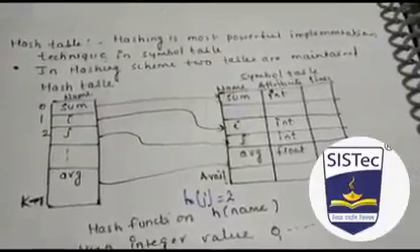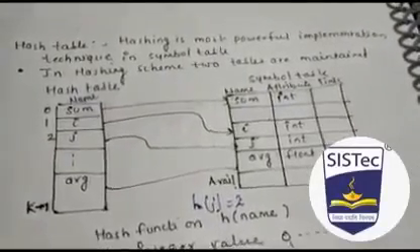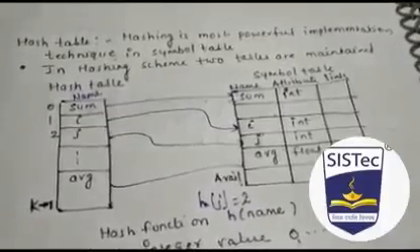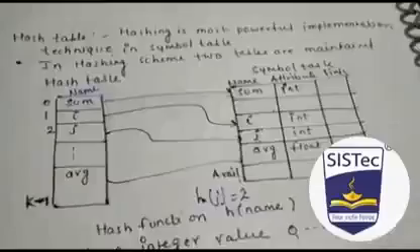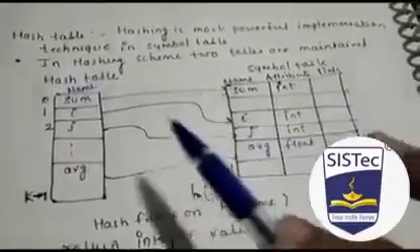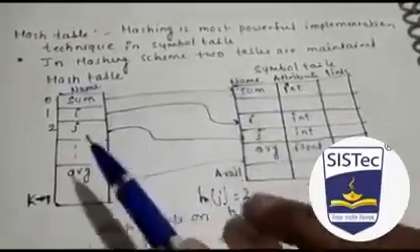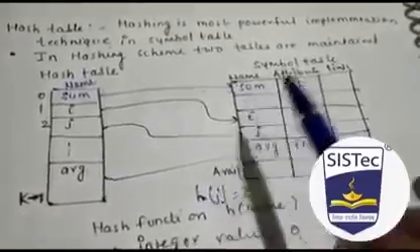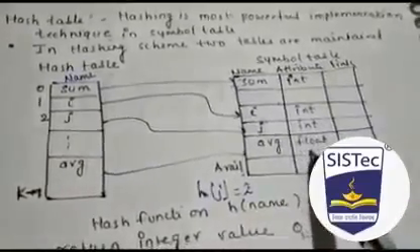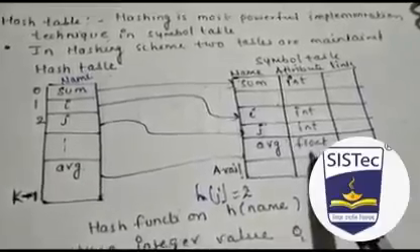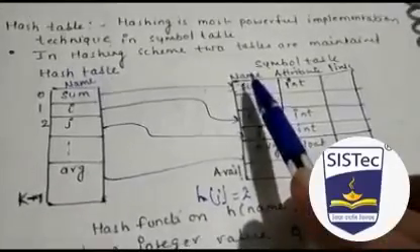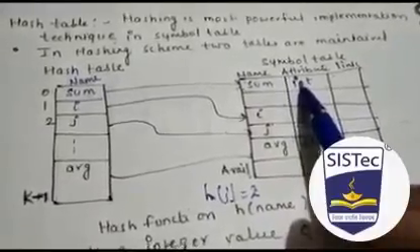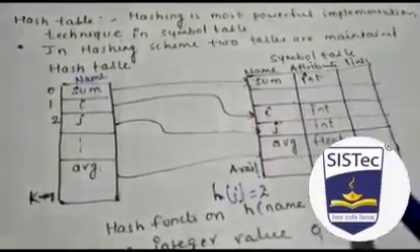The next method is the hash table method. Hashing is the most powerful implementation technique in symbol tables. In the hashing scheme, two tables are maintained: a hash table and a symbol table. The symbol table is like the self-organizing list. As you can see in the symbol table here, the two fields, name and attribute, are present and they are linked to one another.